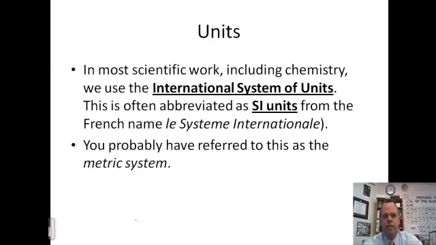The units that we use in science are known as the International System of Units, or the SI units. It comes from the French name. And you've probably heard these referred to mostly as the metric system. We're one of the only countries in the world that doesn't use this as our base system, so you've got to learn the basic metric system, unlike your counterparts in other countries.